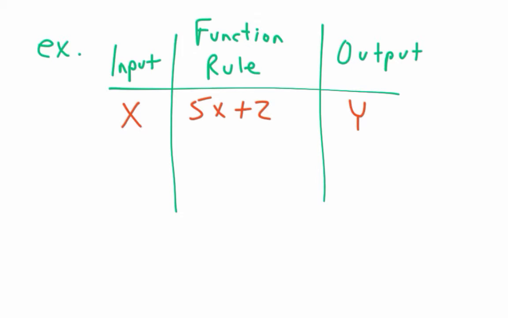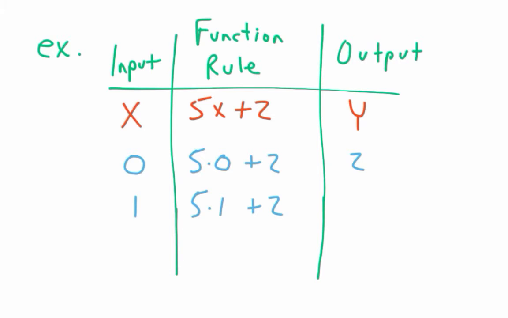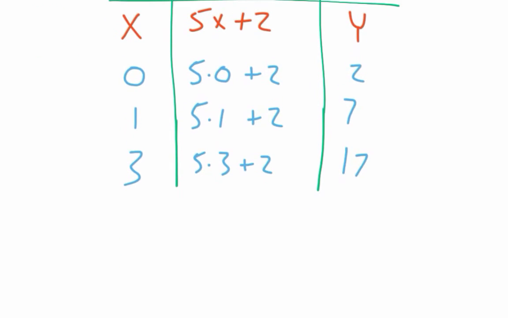Now if we were to pick some x values, maybe if I pick an x value of 0, now my rule becomes 5 times 0, because x is 0, plus 2, gives me a y value of 2. Then my next x value, why not, we'll put in a 1. So then I have 5 times 1 plus 2, which gives us 7. And maybe pick one more. Maybe we'll go to a 3. So 5 times 3 plus 2, 17.